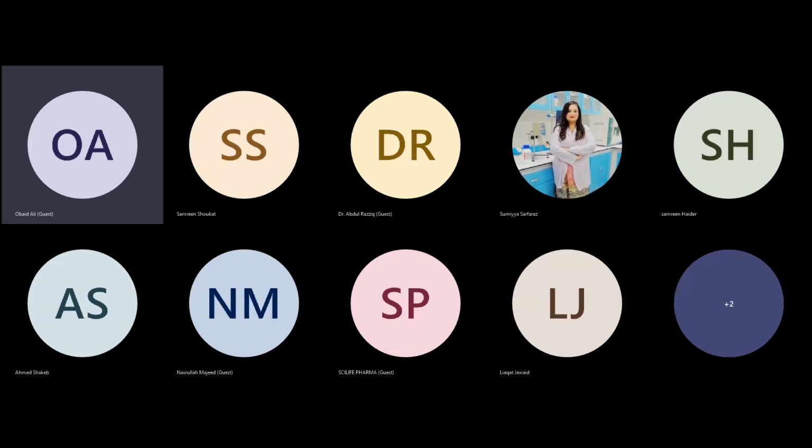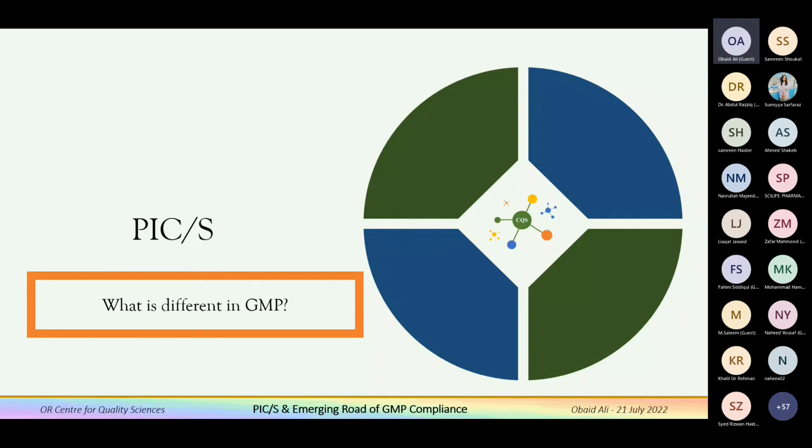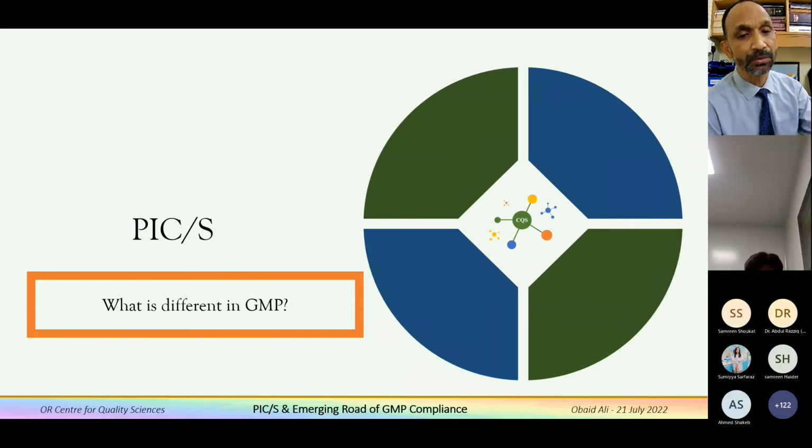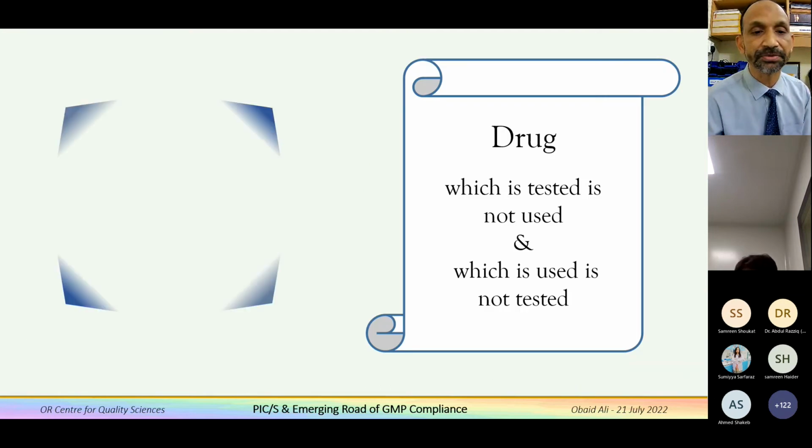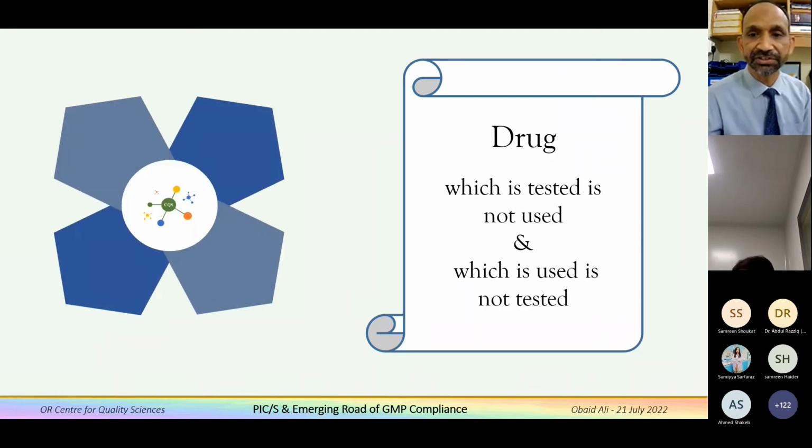From different countries, inspectors were there as an exchange program. It was a very beautiful exchange program in which the inspections done by the US FDA people were witnessed by the European people, and the European people's inspections were witnessed by the FDA people. So they can understand the differences in approaches and the differences in understanding of the subjects. Again, the drug which is tested is not used, and the one which is used is not tested.